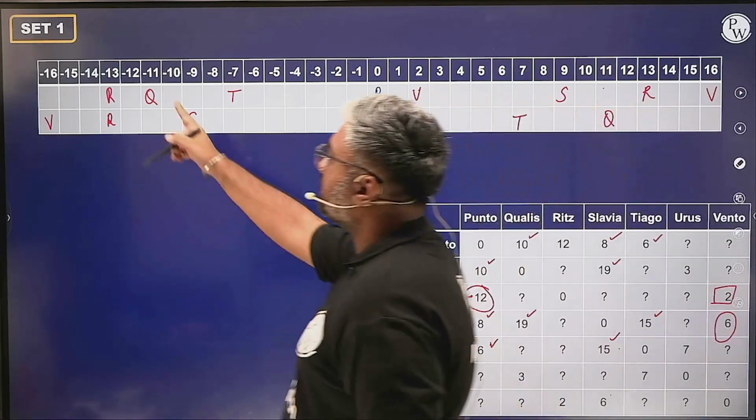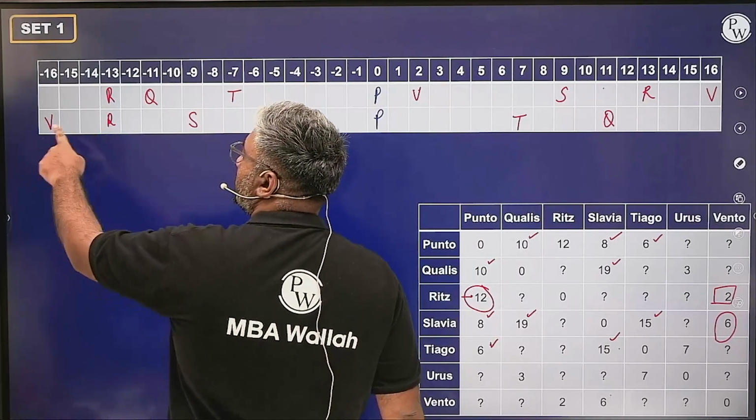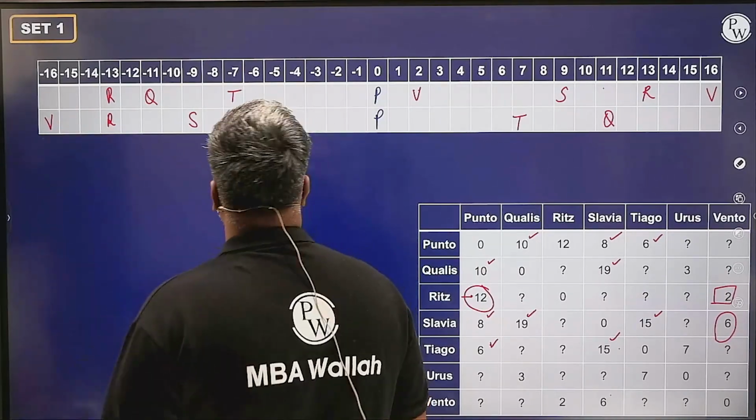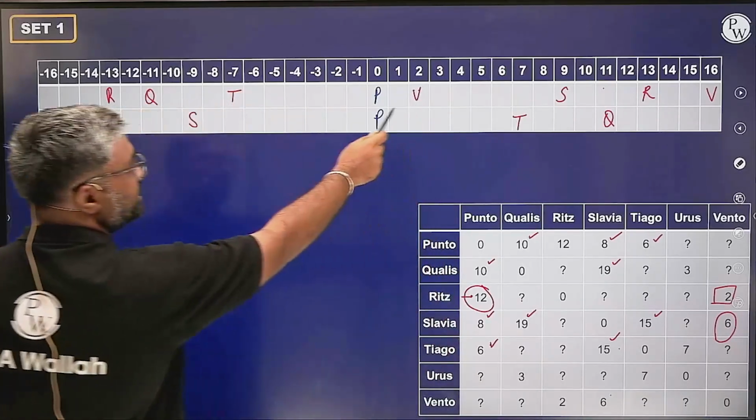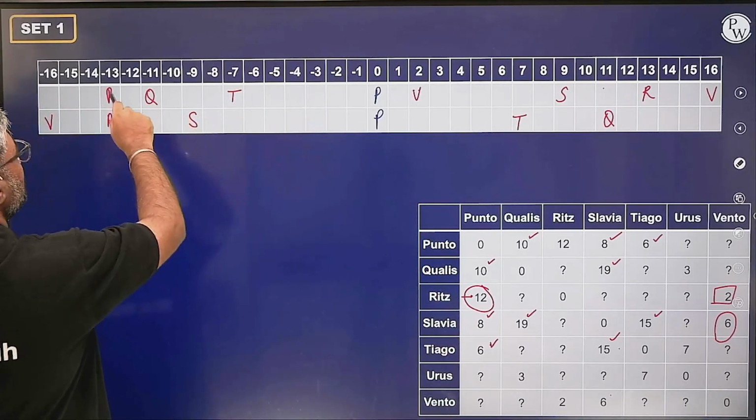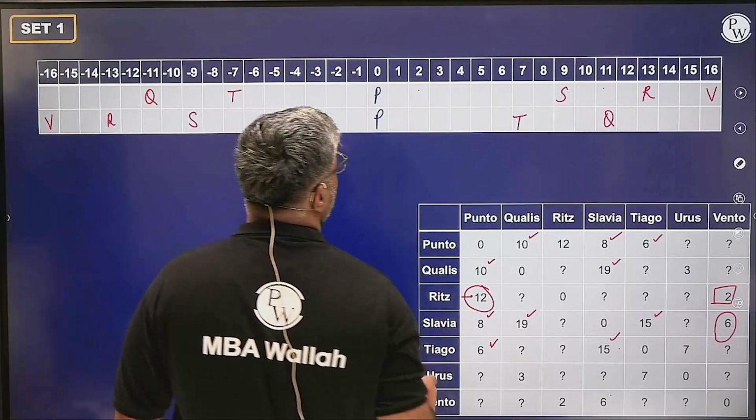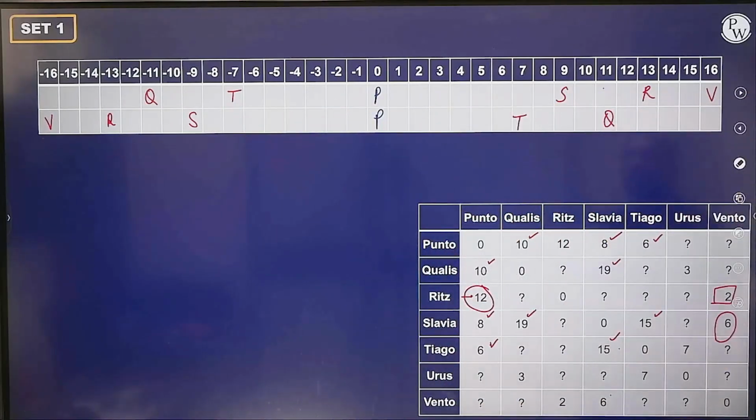Same way यहाँ पे देखो, Ritz and Vento का 2 का gap है. That makes sense to us. Yes. यहाँ पे Ritz and Vento का we have a huge gap. So Ritz and Vento cannot come here as well. Now quickly see if it makes sense.